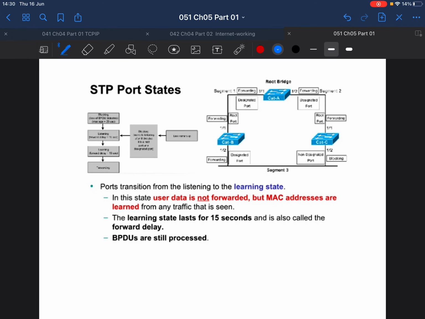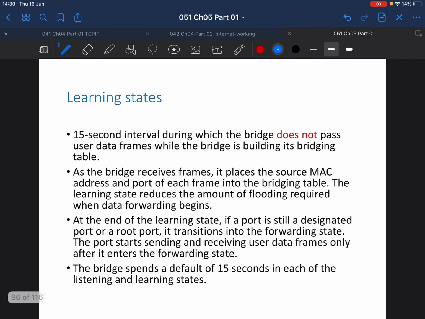Ports transition from the listening to the learning state. In this state, user data is not forwarded, but MAC addresses are learned from any traffic that is seen. The learning state lasts for 15 seconds and is also called the forward delay. BPDUs are still processed. So the learning state is a 15-second interval during which the bridge does not pass user data frames while the bridge is building its bridging table. As the bridge receives a frame, it places the source MAC address and port of each frame into the bridging table. The learning state reduces the amount of flooding required when data forwarding begins.